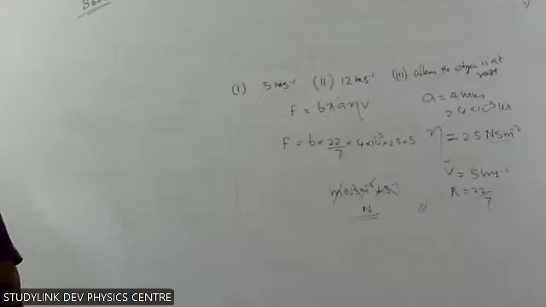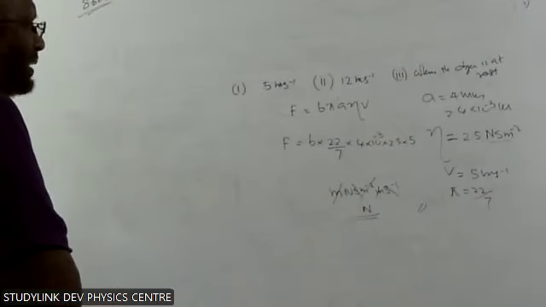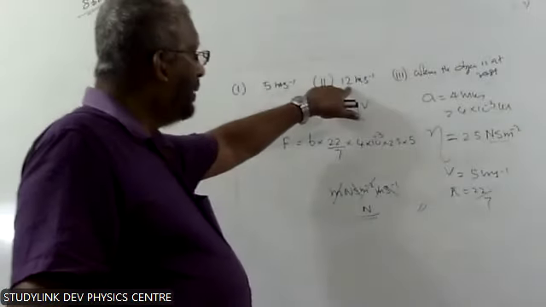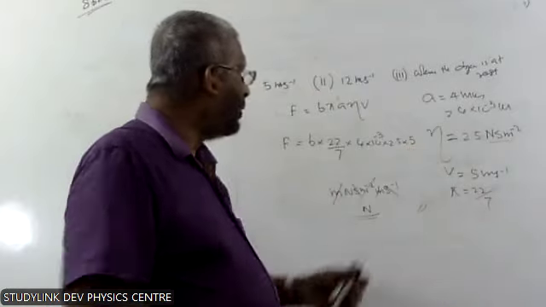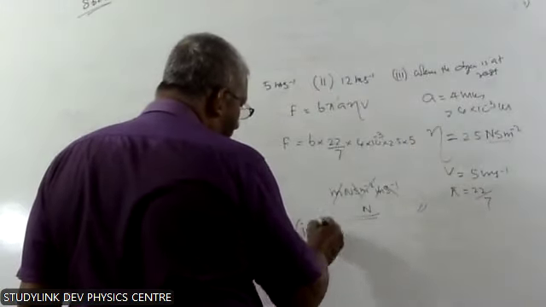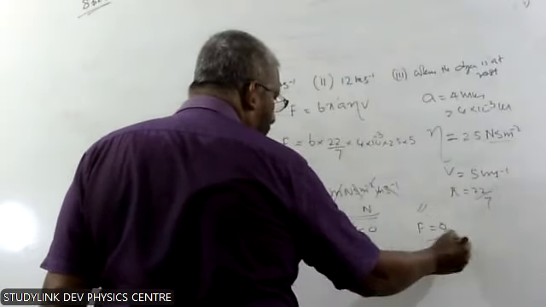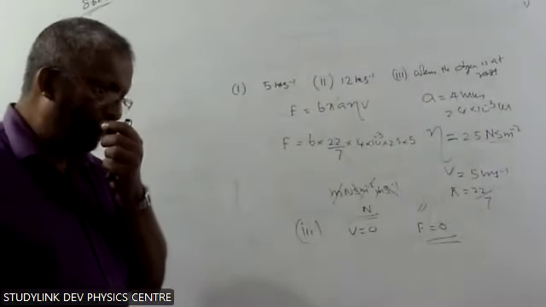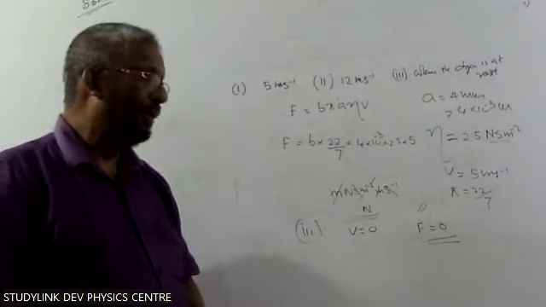Now we'll come to the normal situation. This type of question will rarely be given because you can find the answer very easily. Second question, you substitute 12 instead of 5. Third one, directly v is 0, therefore f is 0. There is no need to substitute. Since v is 0, f is 0. So that means when it is not moving, nothing would happen.